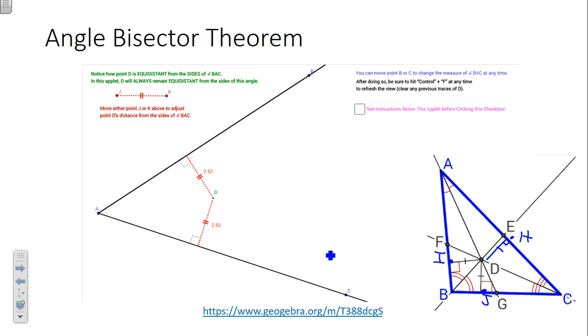Good question. So the perpendicular bisector is going to be equidistant from the angles. The angle bisector is going to make it equidistant from the sides. They're just flip-flopped of each other. Bisect the sides, you're going to be the same distance away from the angles. Bisect the angles, you're going to be the same distance away from the sides. So let me show you what's going on here.